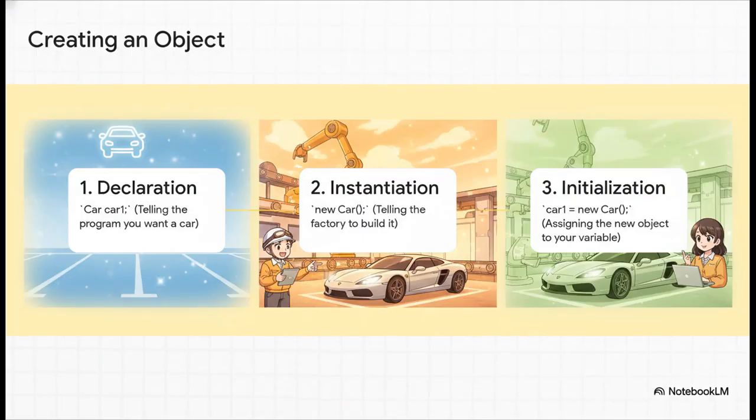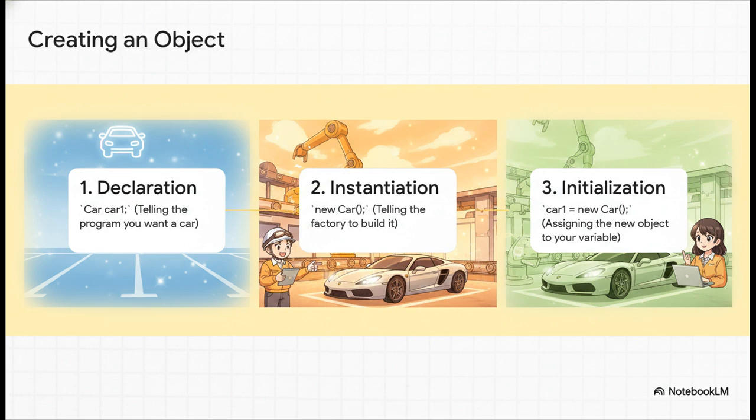So how do we actually tell our code factory to build one? It's a cool three-step process. First up, declaration. We write car1. This is basically like calling ahead to the parking garage and saying, hey, I'm going to need a spot for a car soon. Save one for me. Next, instantiation. That's the new car part. This is the official order to the factory.